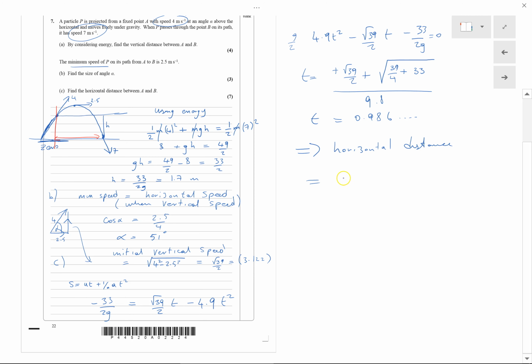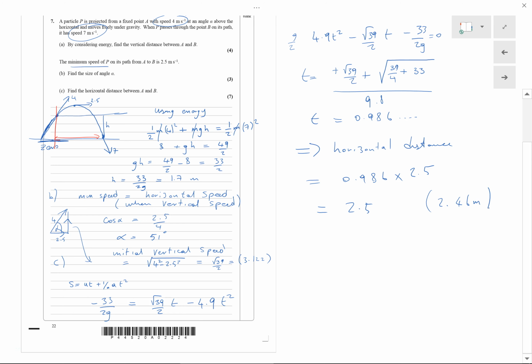So that will be equal to this 0.986 times the 2.5. So that equals, to 2 significant figures, 2.5, or if you give 3 significant figures, it's 2.46 meters. Okay, if you've done it that way.